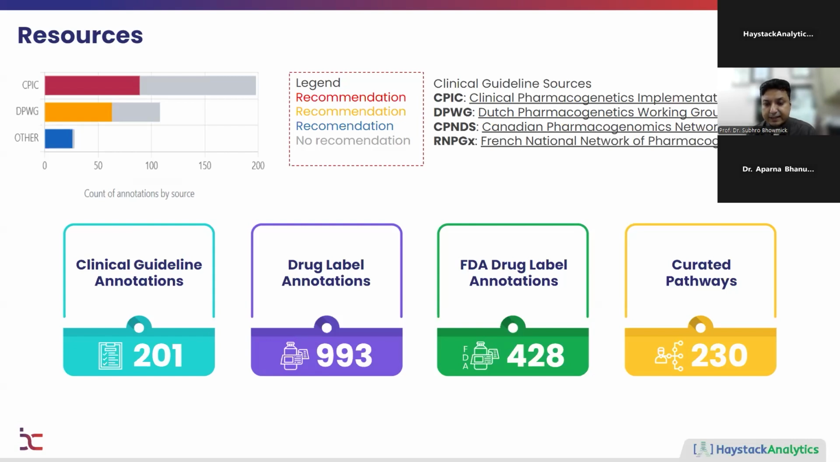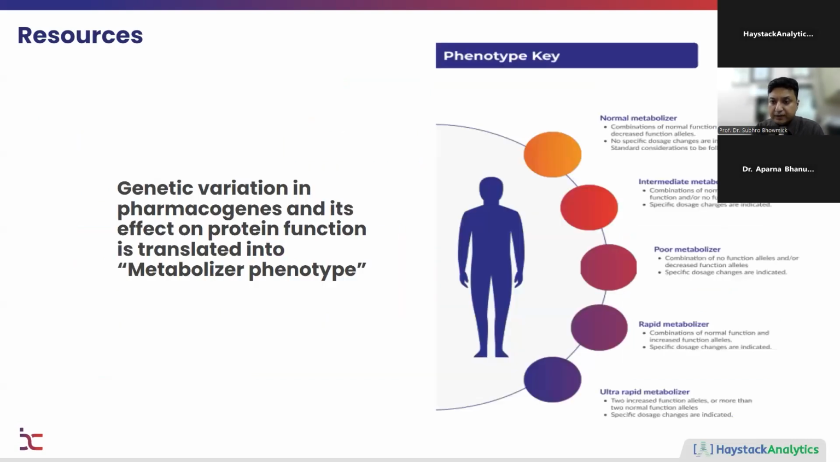If you look at the US FDA, 428 drugs have carried on their labels that yes, pharmacogenetic variation is present. And there are 993 drug labels overall in the world which have the annotation saying that genetic variation is possible. So genetic variation in pharmacogenes and its effect on protein phenotype has resulted in the metabolizer phenotype. So many of us are normal metabolizers. We have normal function, and there are decreased functionalities.